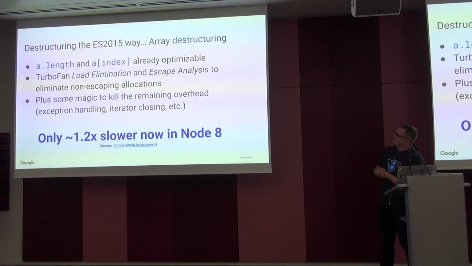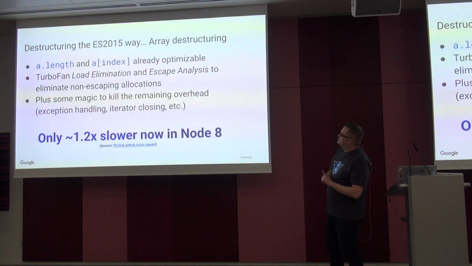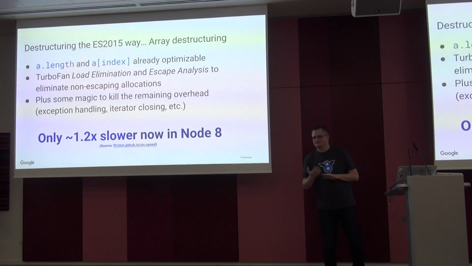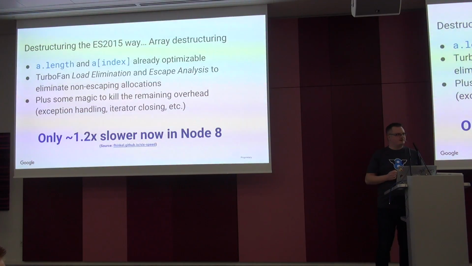Okay, so yeah, this is what you get. This not only applies to destructuring, but also to for-of, because for-of uses exactly the same mechanism. It's also using the iterator. Any questions on that?